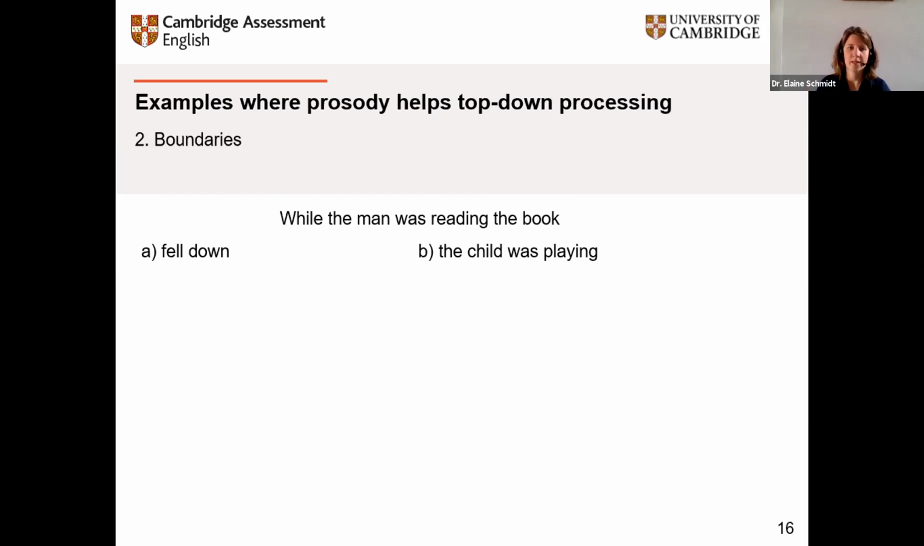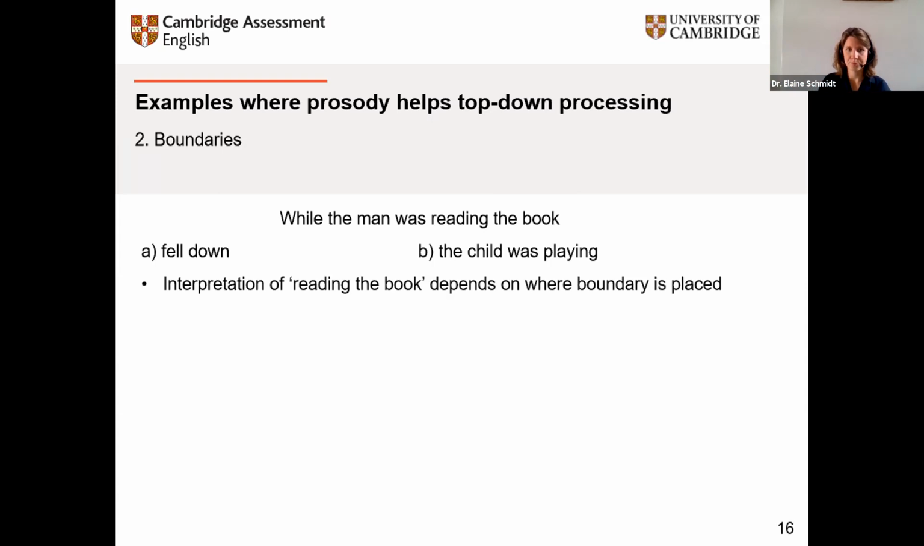So if you want to say A, you would say, "While the man was reading, the book fell down," versus B, you would say, "While the man was reading the book, the child was playing." So what you do is you produce what's called a prosodic boundary, either on "reading" or on "book," where you lengthen the word, where you put a different pitch on it and a different intensity in order to demonstrate that there is a boundary and to show how the sentence continues.